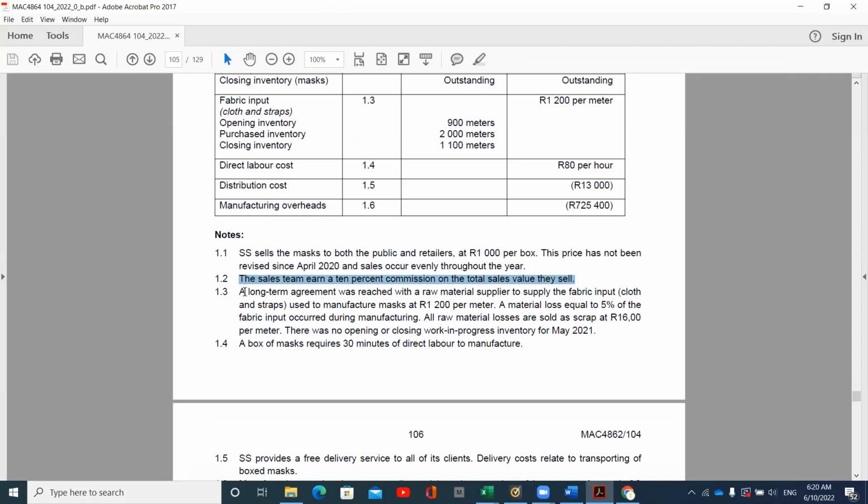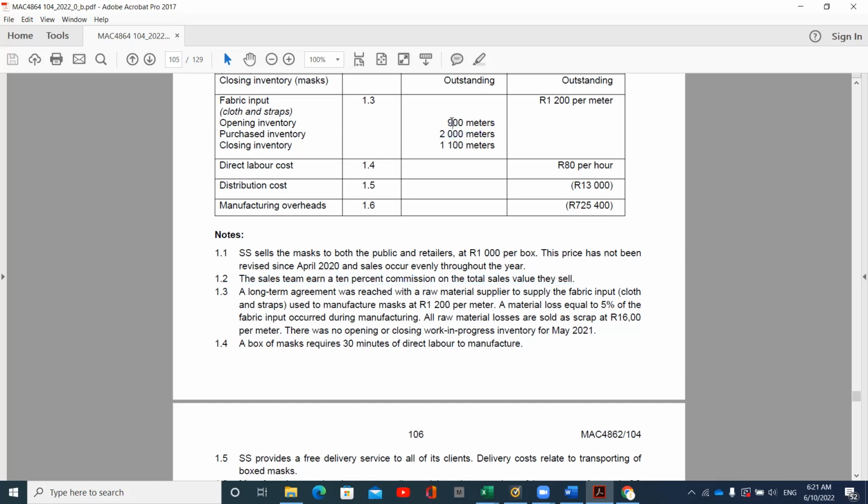Okay, then they say a long-term agreement was reached with a raw material supplier to supply the fabric input used to manufacture masks at 1,200 Rand per meter. A material loss equal to 5% of the fabric input occurred during manufacturing. All raw material losses are sold as scrap at 16 Rand per meter. There was no opening or closing inventory. There were no opening or closing work in progress inventory for May 2021. Okay, so we can use 1.3 to work out how many meters were used in production.